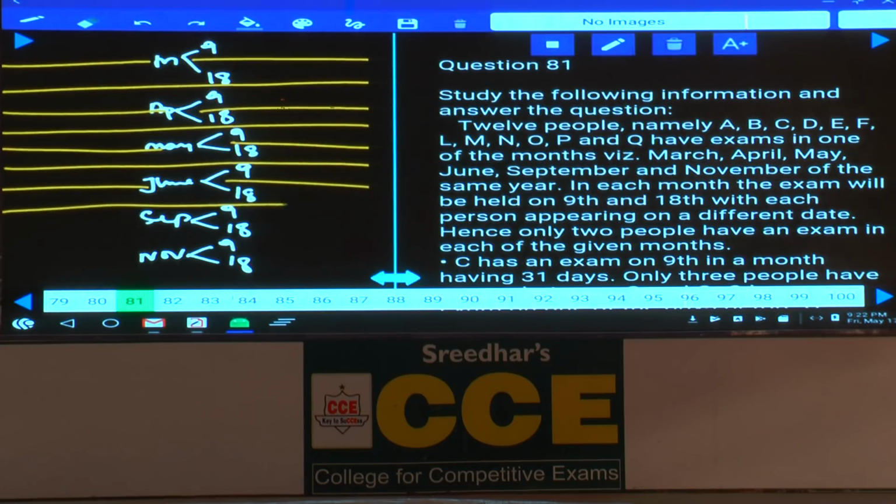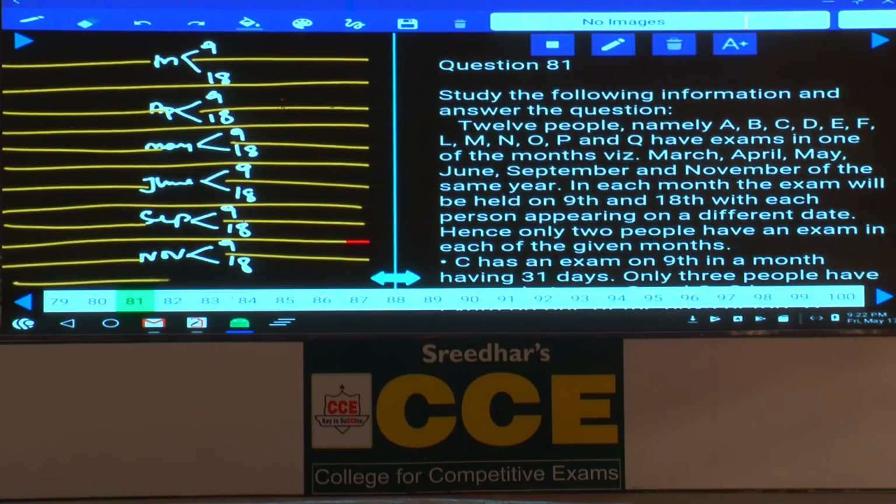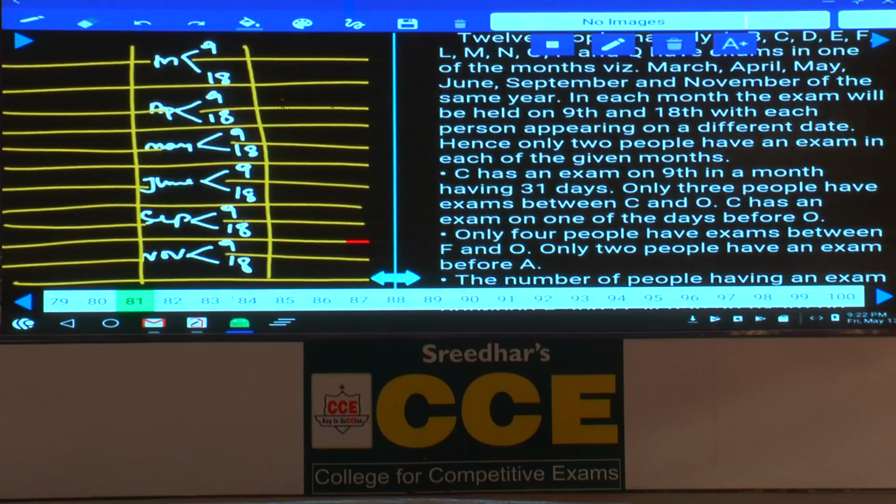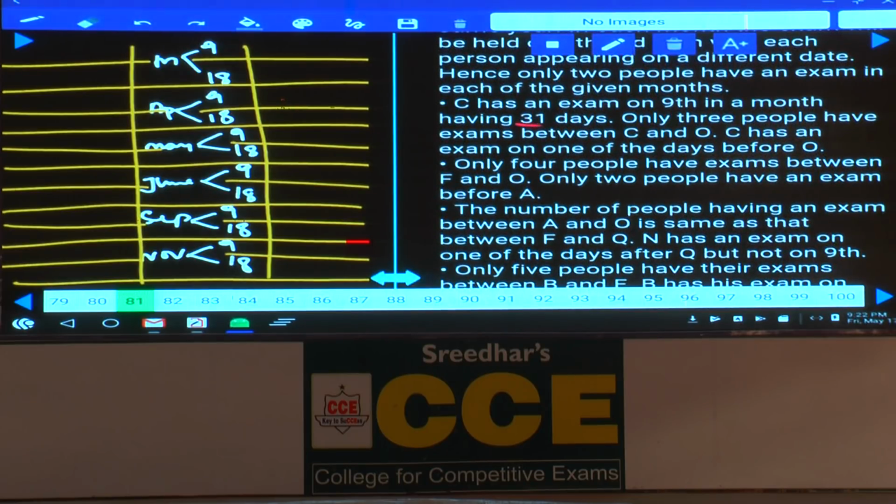Then now we need to identify who is having an exam on which day. With each person appearing on a different date, only 2 people have an exam in each of the given months. And C has an exam on 9th in a month. Now what about this C? Now C has an exam on 9th in a month having 31 days. 31 days means March, May, only 2, isn't it?